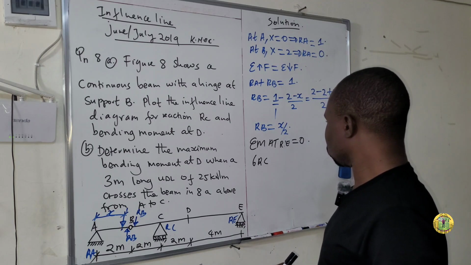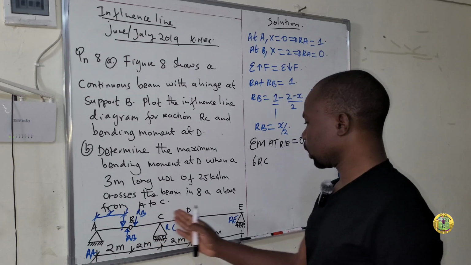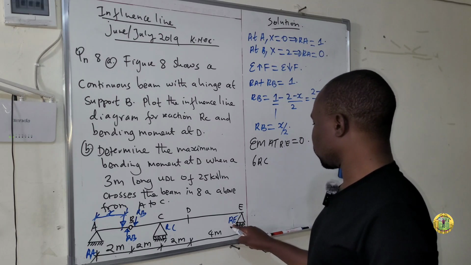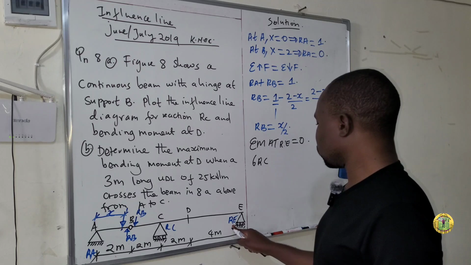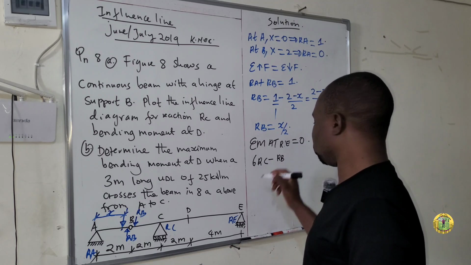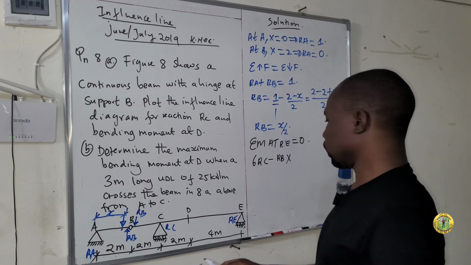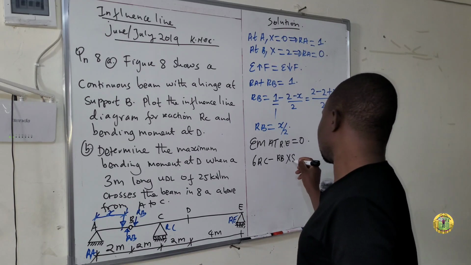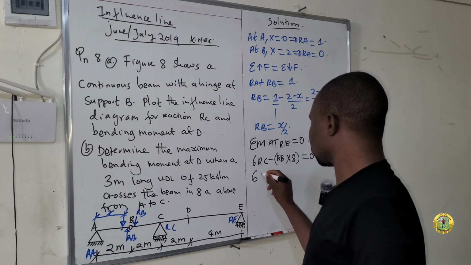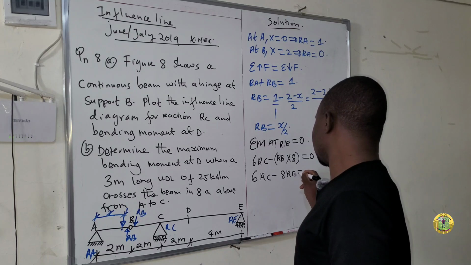Then we come to this RB on the right of this beam, which is moving in the downward direction. In reference to RE, this is anti-clockwise. So minus RB times the distance from here to here. This is 2 plus 2, 4 plus 4, 8, is equal to 0. So we have 6 RC minus 8 RB is equal to 0.